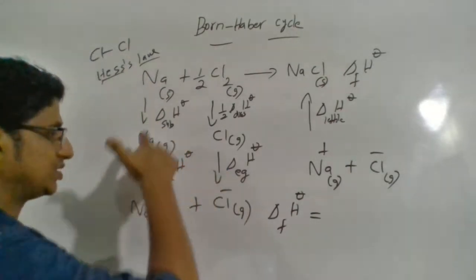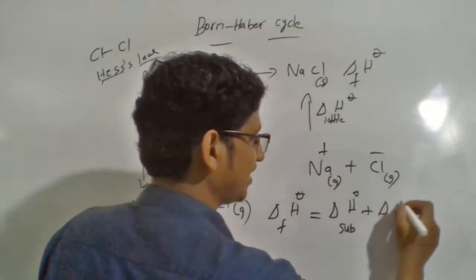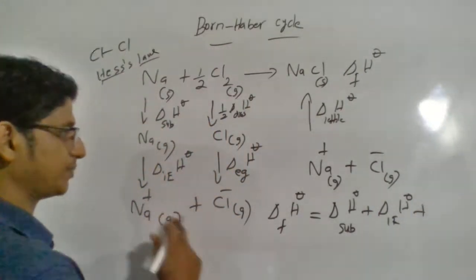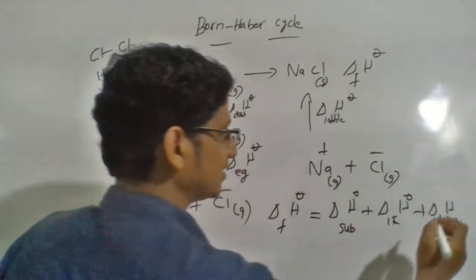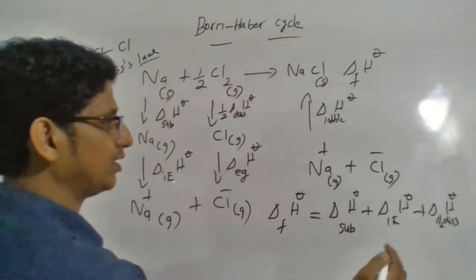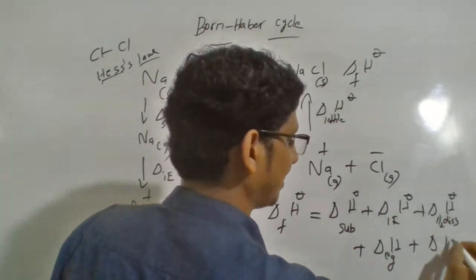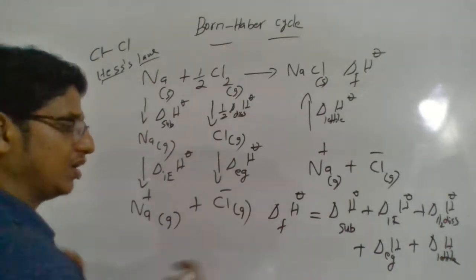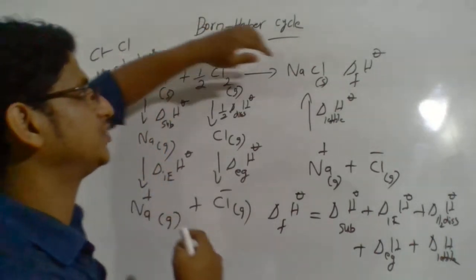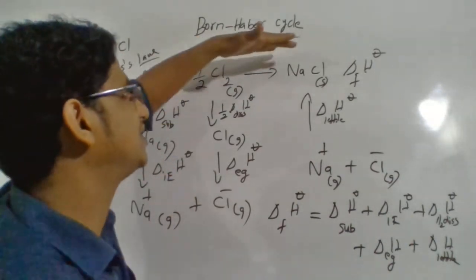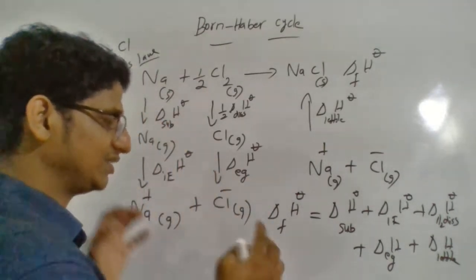So delta H formation is equivalent to all these parameters. The first parameter is delta H sublimation, plus delta H ionization enthalpy, plus the next parameter, delta H of dissociation. Then another factor, which we discussed, delta H electron gain enthalpy, plus the next factor, delta H lattice. These thermodynamic parameters, when added, are exactly equal to delta H formation, because Hess's law suggests that the formation of a particular compound may take place through several steps, but if it takes place in one single step, the change in enthalpy will be the same as through several steps.